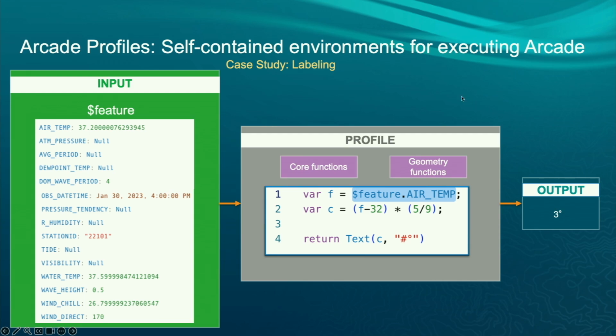And then in this gray box, we have our profile where we have access to those core functions and the geometry functions, because that's what's supported in this labeling profile. And in our expression, all we're doing is a very simple getting the air temperature of the feature and converting it to Celsius, and then returning that as a text with the degree symbol. So that text is one of those core functions that we have access to in this profile. And then our output is just 3 degrees Celsius. So that value from the feature returned in a formatted way.